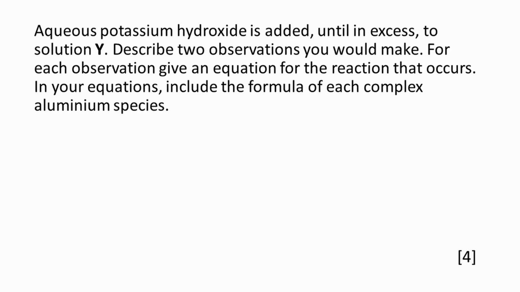Here's the final part of the question. Aqueous potassium hydroxide is added until excess to solution Y. Describe 2 observations you would make. For each observation, give an equation for the reaction that occurs. In your equations, include the formula of each complex aluminium species.